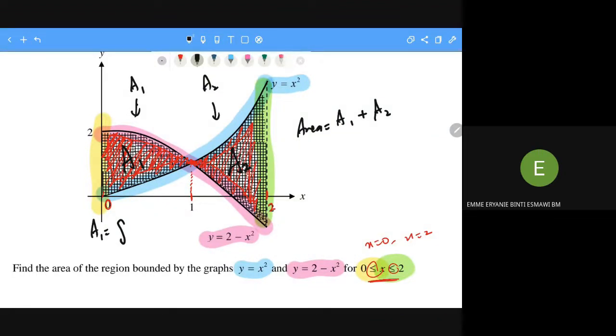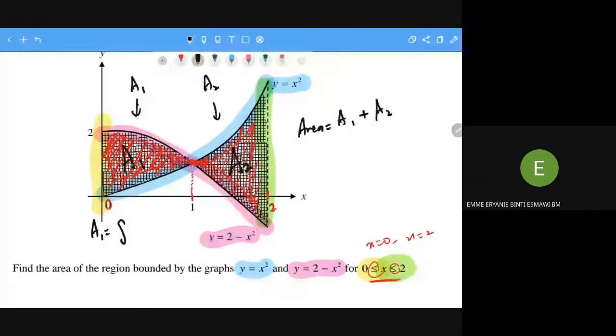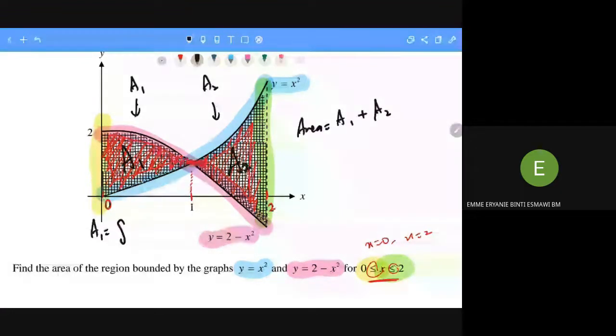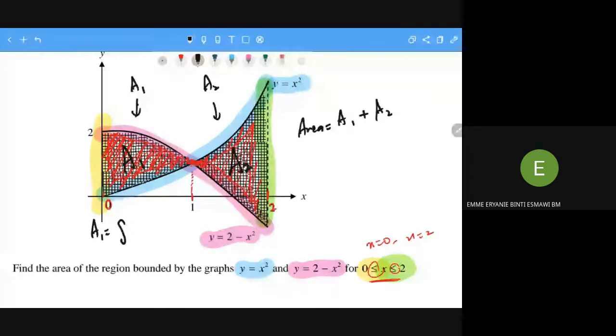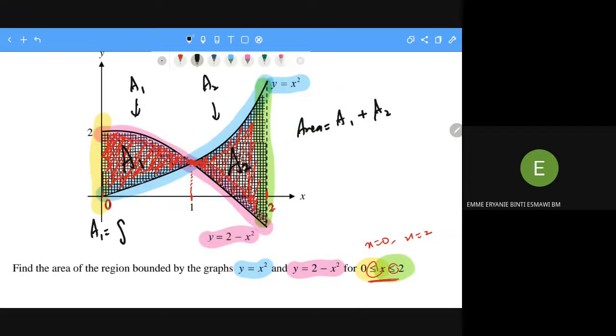Okay, please answer the poll. To find area A1, what is the limit of the integral? Okay, and then to find A2, what is the limit? Jawab juga, ada dua poll dah sekarang ni.